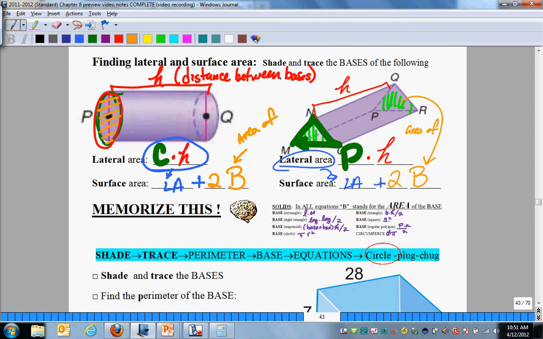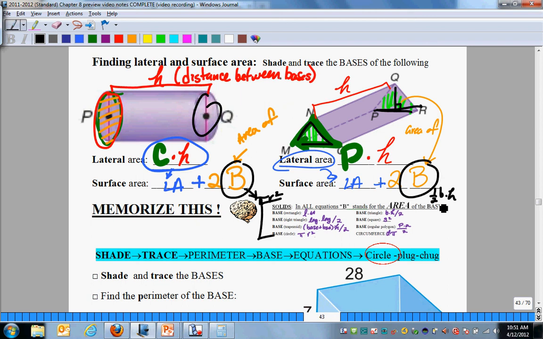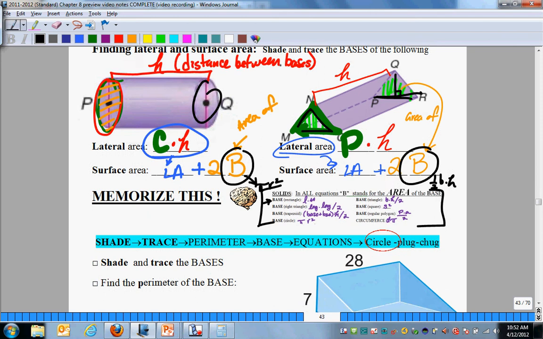Now, how do you know which capital B to use? That is going to be determined by what the shape of the base is. Here, our bases are circles, so our B is going to be pi r squared. Here, our bases are triangles, so that's going to be 1/2 lowercase base, because that's an edge, times the height of the triangle. So your capital B's all come from this chart, depending on what shape it is. You need to memorize that. Okay, let's walk through one problem together.